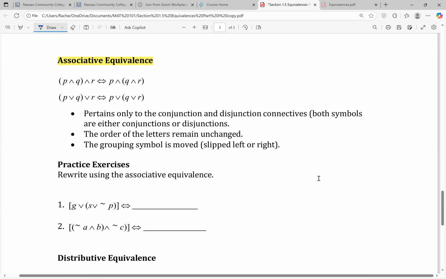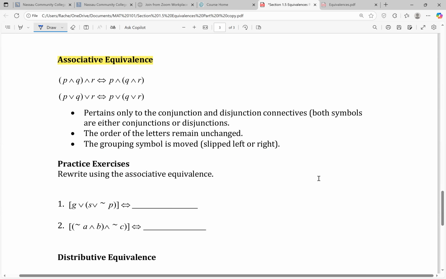It doesn't work like that if we were using the conditional. So both symbols either have to be conjunction or disjunctions. The order of the letters remains unchanged, right? We're not changing the order of anything. All we're doing is regrouping, in other words. The grouping symbol is moved. We're either going to slide it to the left or to the right.